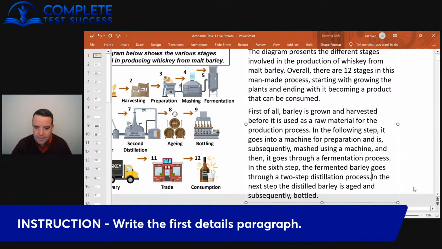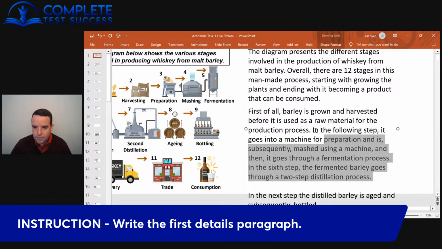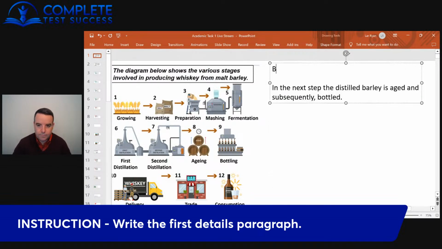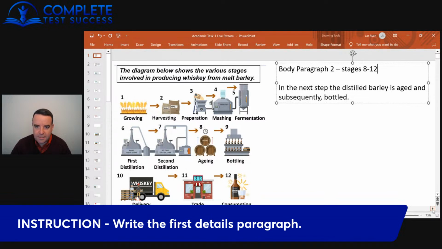Yes. Let's take that as the start of our next body paragraph. So just give me a moment to get this tidied up. And let's call this body paragraph 2. So here we're describing stages 8 to 12. Okay, so we can use what you've written as the start. In the next step, the distilled barley is aged and subsequently bottled. Okay. Maybe in the next steps, because that was 2 of them.